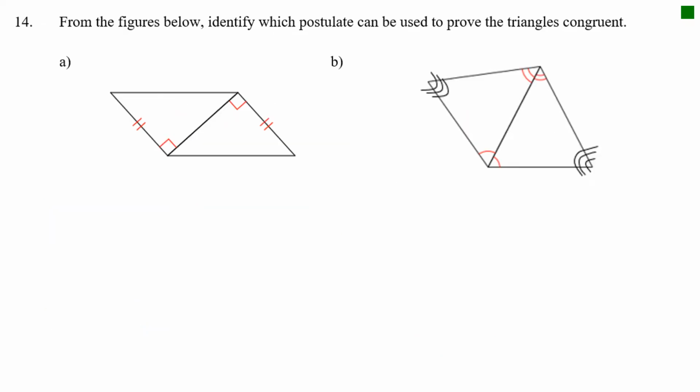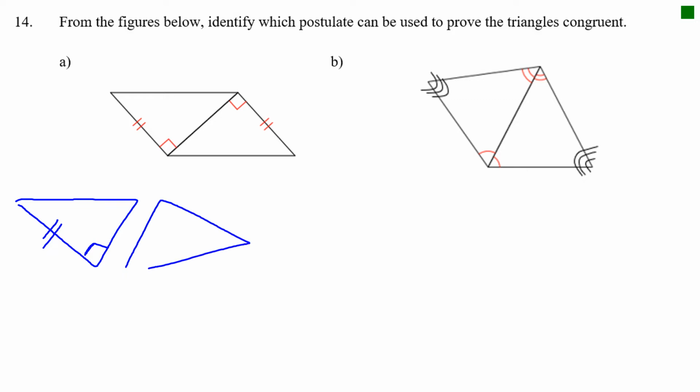Number 14 is very similar to the one we just did. It says from the figures below, identify which postulate can be used to prove the triangle is congruent. Again, we're looking at side, side, side, side, angle, side, or angle, side, angle. Okay. Just like before, what I suggest is to separate the triangles. So this is the one on the left. This is going to be the one on the right. Again, not perfect, but it helps so that when I start marking it up, I know what it is I'm talking about.